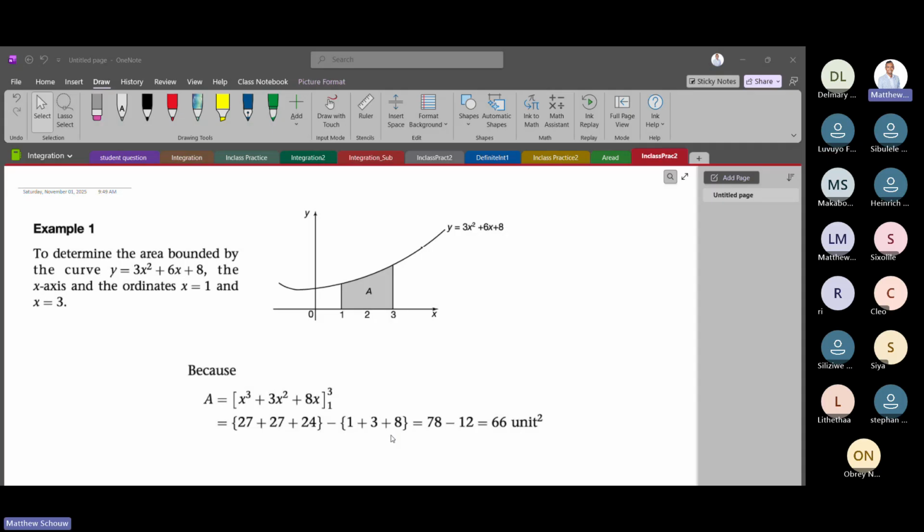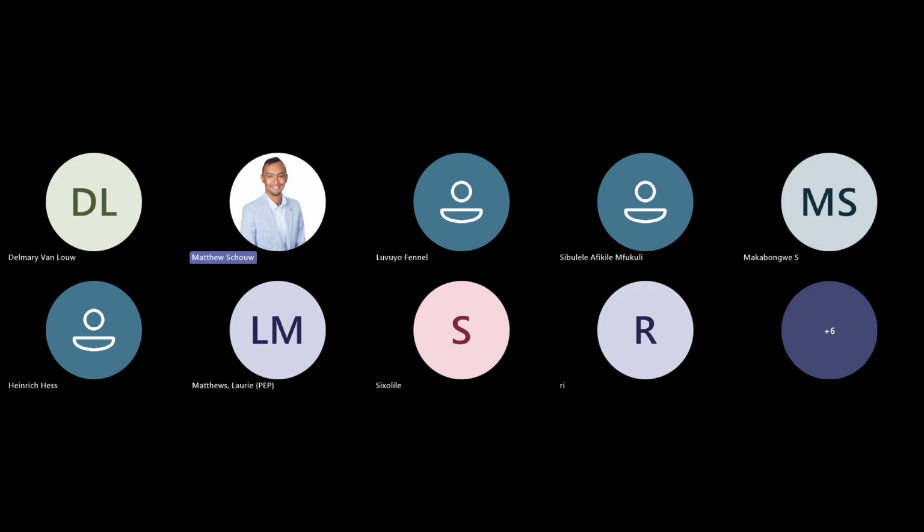Yes, sir. So again, you can apply this to any curve. It's really not that rough. As long as you understand the concept of integration and definite integrals, you should be fine. So where I want to move to now is areas bounded between two curves. And it's really not that bad. You just have to understand the concept. Let's quickly do that now.